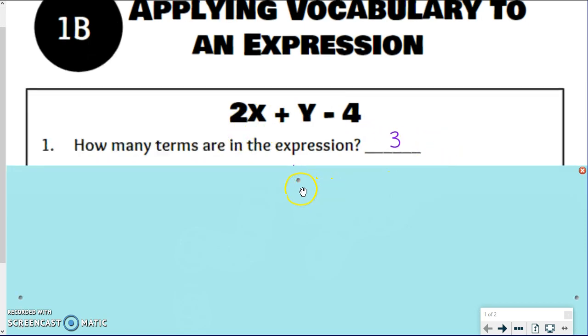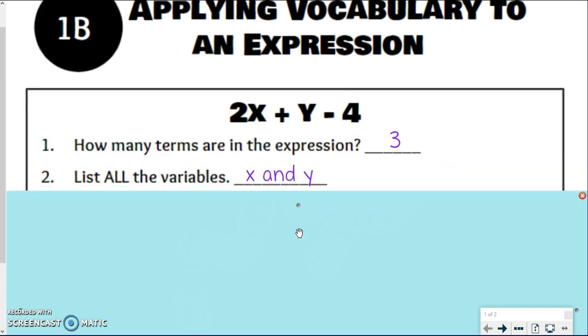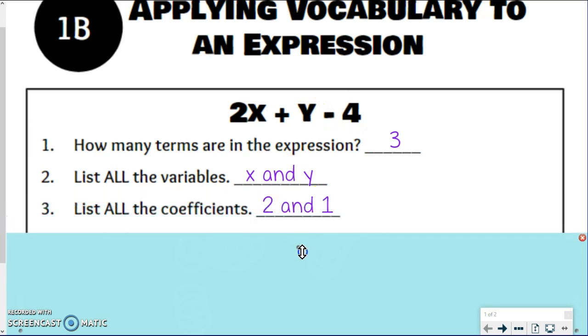and subtraction signs. Okay? Moving right along, list all the variables. So these are all of the letters that are in place of that unknown number. So we have x and y. Those are our variables. Pretty easy. Okay? The next one, though, is coefficients. I'll explain that one here in a second. But coefficients, remember the numbers being multiplied to a variable. So this one, for example, is 2 times x, so 2 is the coefficient.